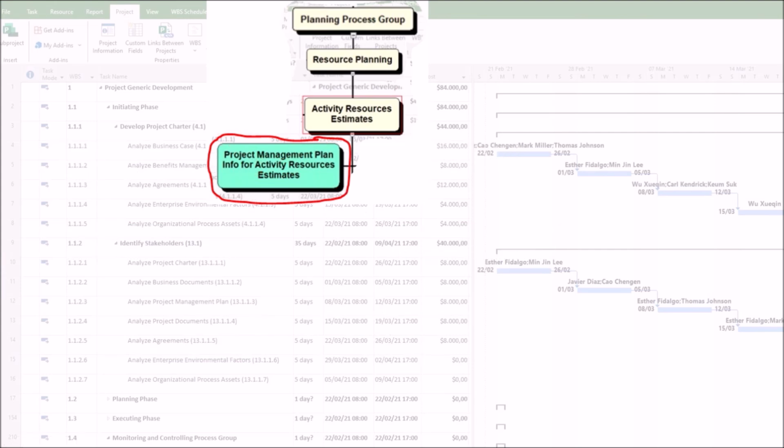In conclusion, the input of the project management plan to the estimate activity resources process is fundamentally constraining and guiding. It ensures that resource estimates are, first, realistic, as they are based on the actual project scope, schedule, and budget. Second, integrated, as they are consistent with all other aspects of the project plan. Third, actionable, as they are provided in a format that can be used for procurement, staffing, and cost forecasting.